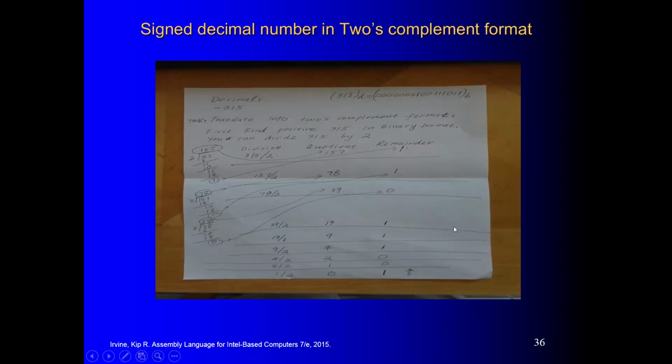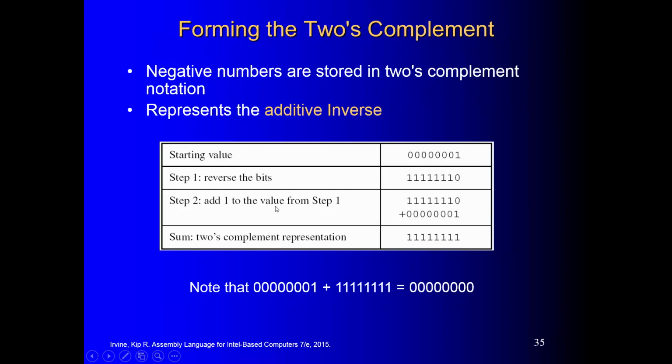Here I handwrite another example. I use a big number. Suppose we want to convert negative 315 in decimal into two's complement format for the computer to store. We are going to use this procedure. We're going to find out the start value for positive 315 first.